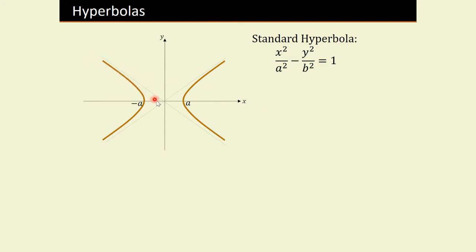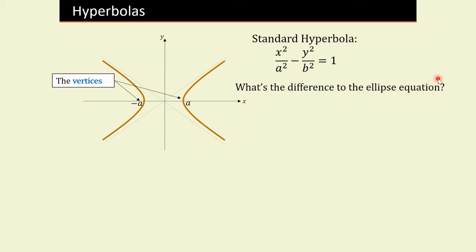These dotted lines in here are asymptotes. Asymptotes are lines that a curve gets closer and closer to, but never actually crosses. They can be really useful in helping us to sketch a hyperbola. If we know where the asymptotes are, and we've got where these two vertices are, we can quickly and easily sketch the hyperbola. So we're going to spend a little bit of time having a look at that today. There are the vertices we've got labelled. The difference to the ellipse equation, which we've already covered, is that there's a minus in there rather than a plus.